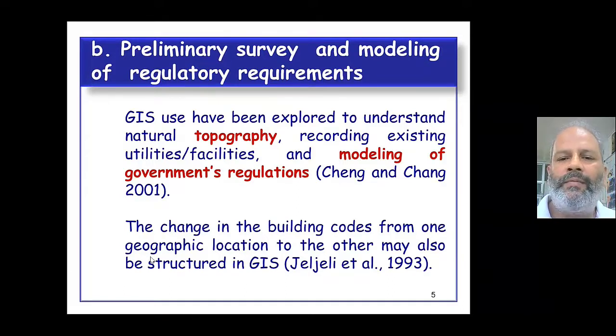And the other thing that we can model in GIS is rules and regulations. There are different bylaws which change from one place to another place. So GIS sometimes, in some literature, is used to model those government rules and regulations.